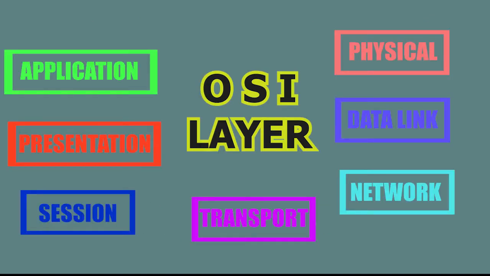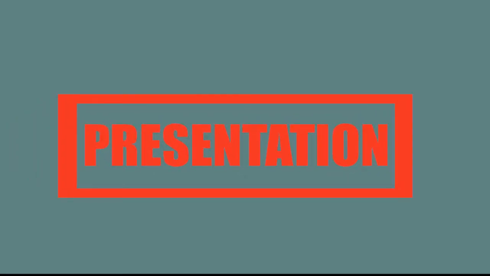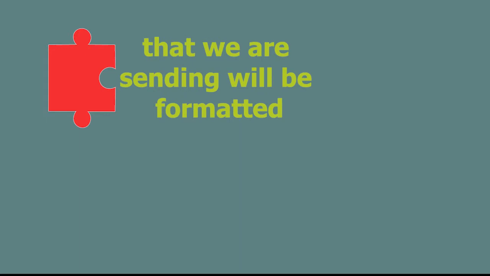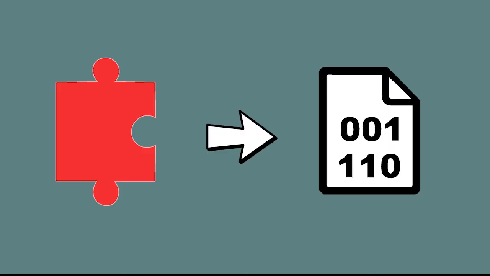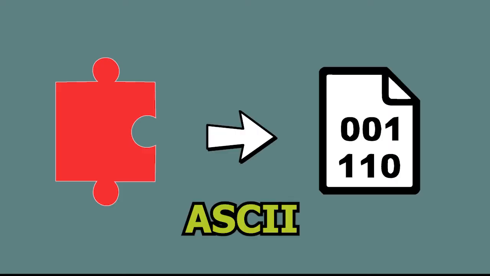Next, on layer 6, we have the presentation layer. The data that we are sending will be formatted in a way that the receiving device would understand. In our project example, the data will be converted into binary numbers, or what we call ASCII. In this layer, it will also encrypt the data if required.